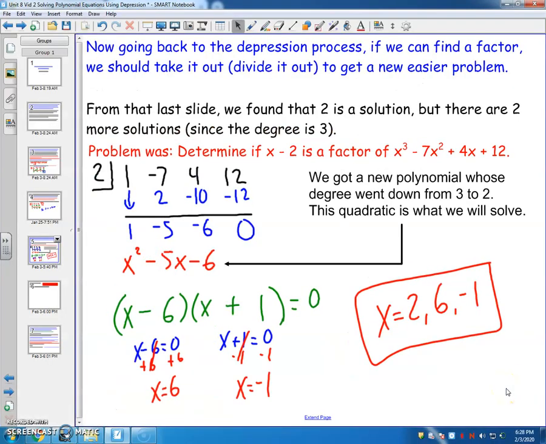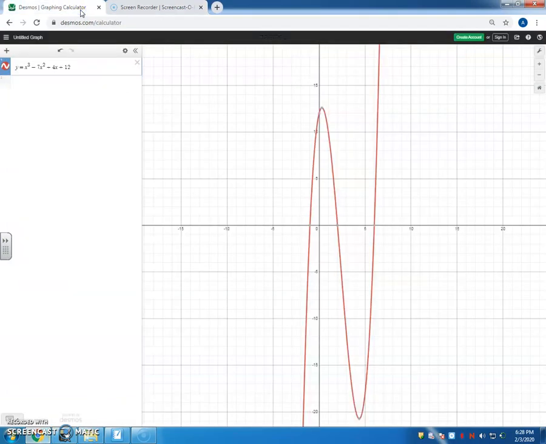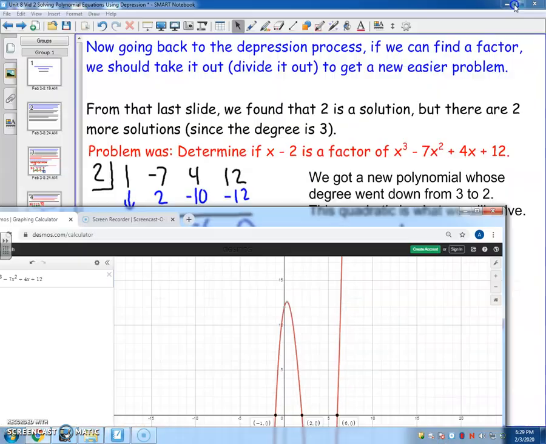And I do have the graph of this to show. Alright, so there's the equation. It's this cubic. It's this sideways s. There are 3 x-intercepts: -1, +2, and +6. So we are good.